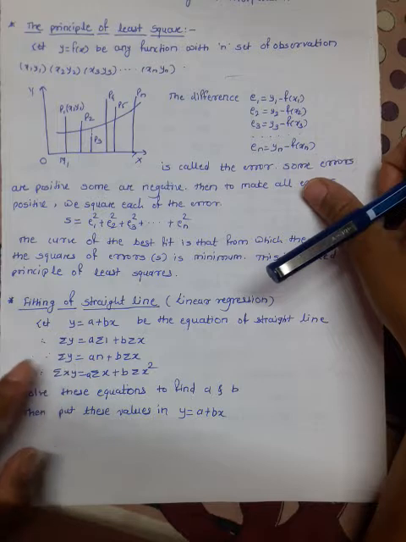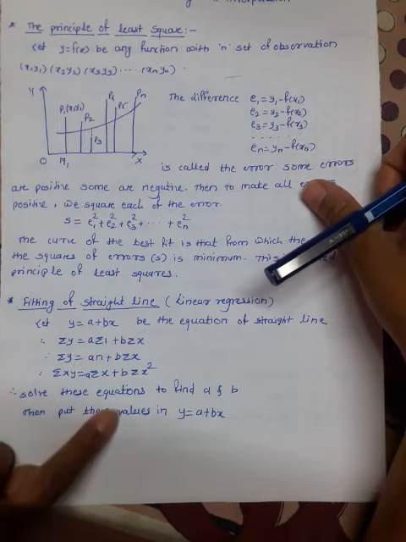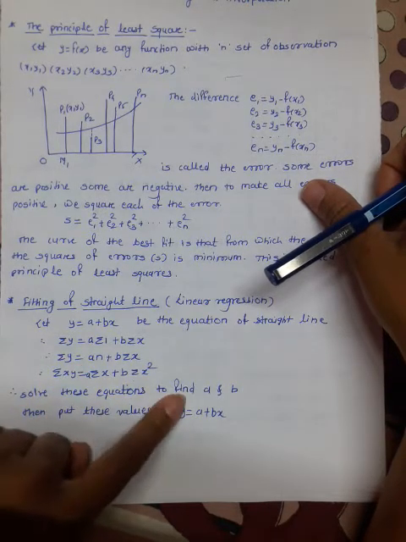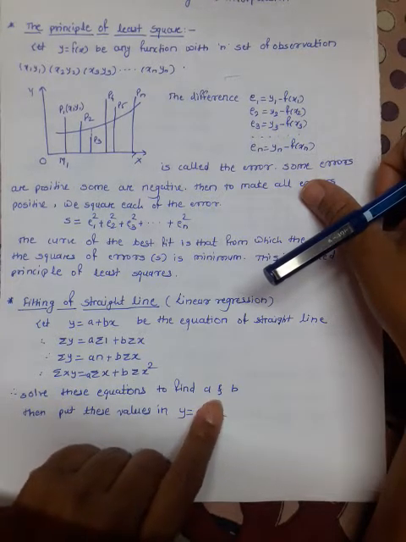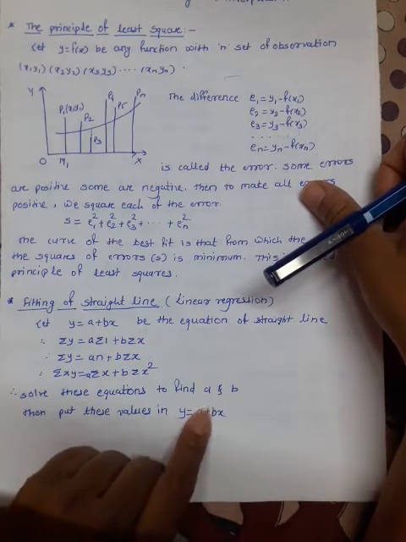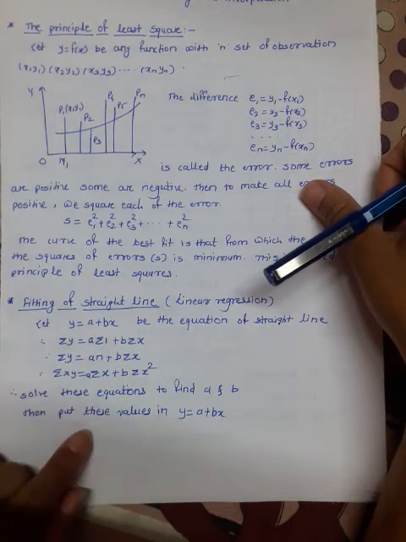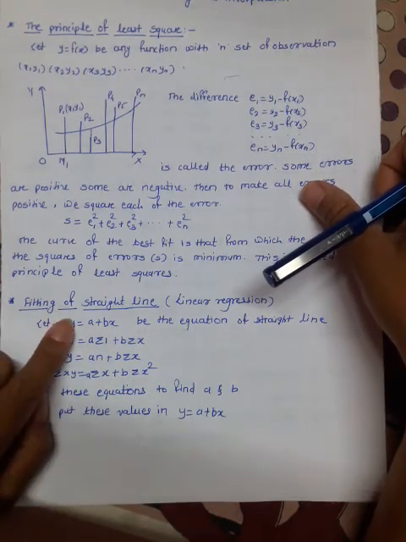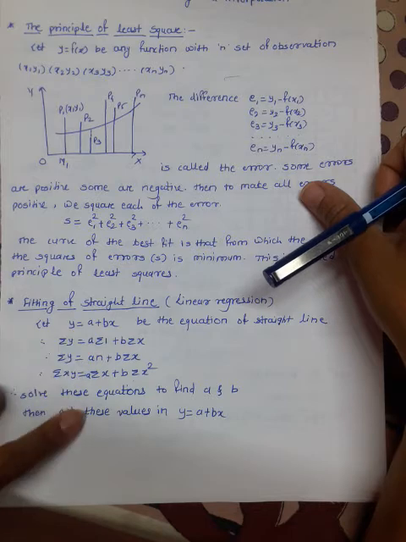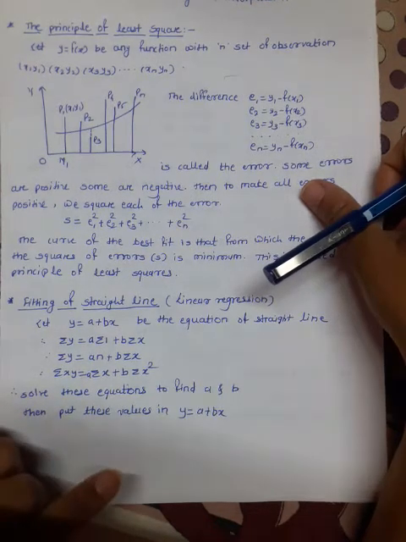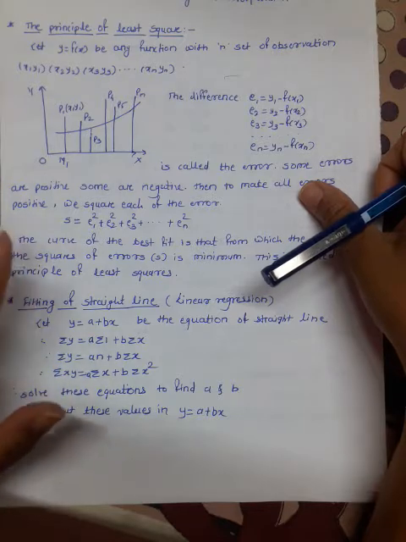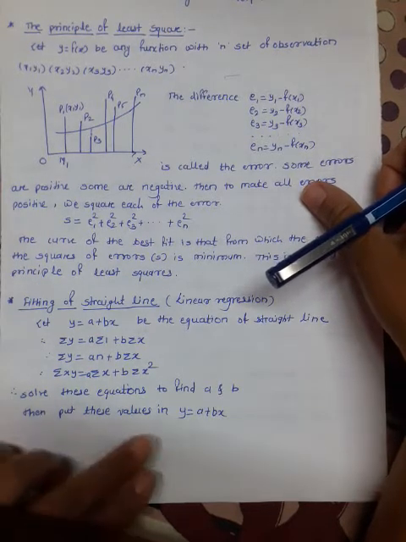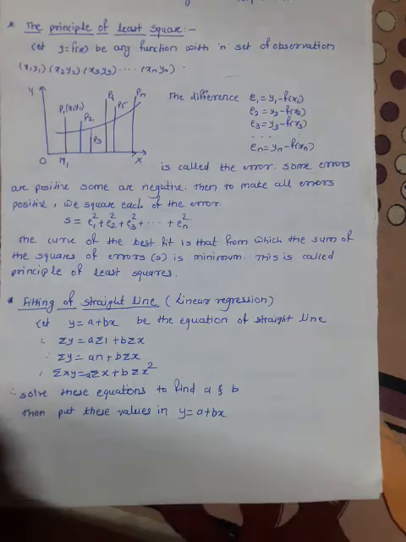We have to solve these two equations simultaneously for a and b. After finding the values of a and b, we have to resubstitute these values in the given original equation. We get the equation of a straight line, which is the best fit equation to the corresponding n pairs of observations. Okay, this is the theory. Let us start with the example.